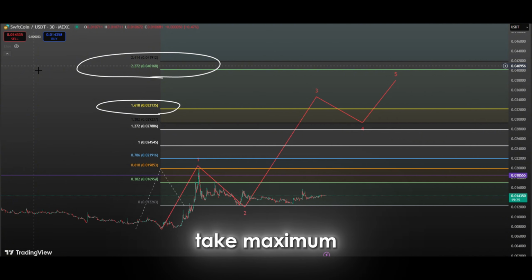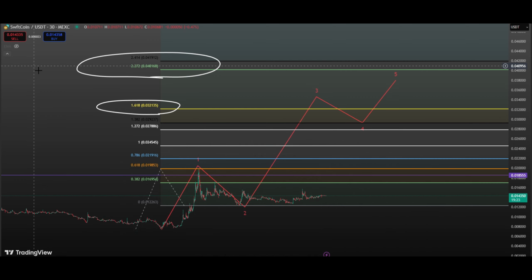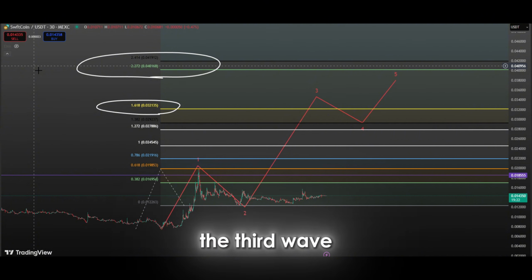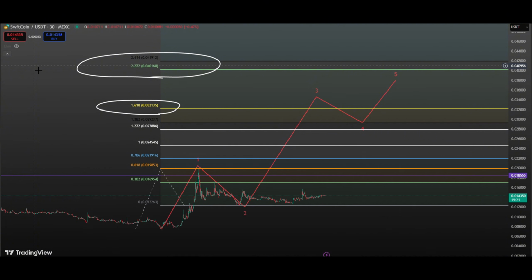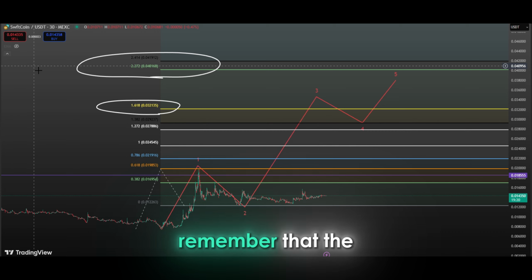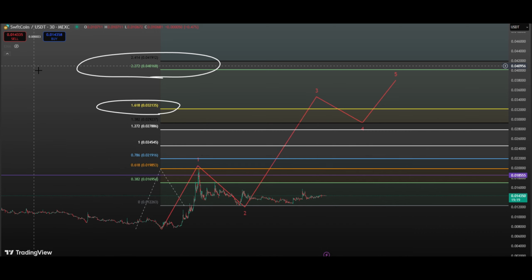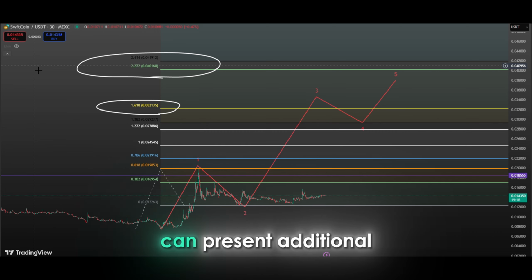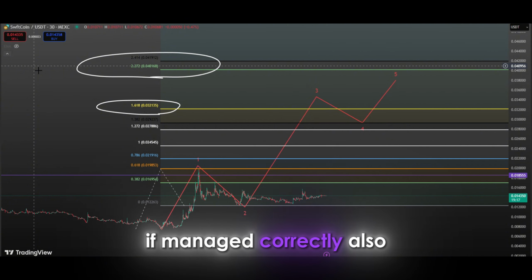Practitioners often aim to take maximum advantage of the strength of the trend when trading during the third wave. Volatility increases during the third wave, and short-term pullbacks can occur. However, it's important to remember that the overall trend remains upward. Even these small pullbacks can present additional buying opportunities if managed correctly.